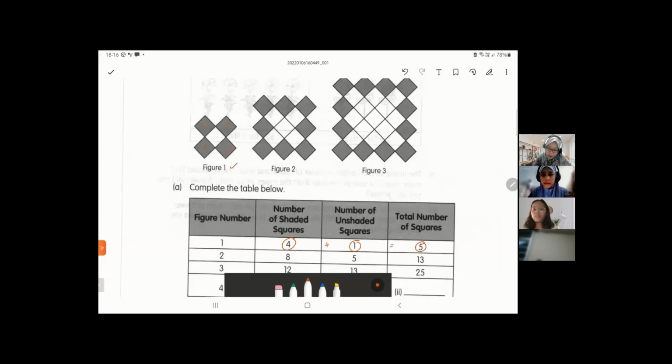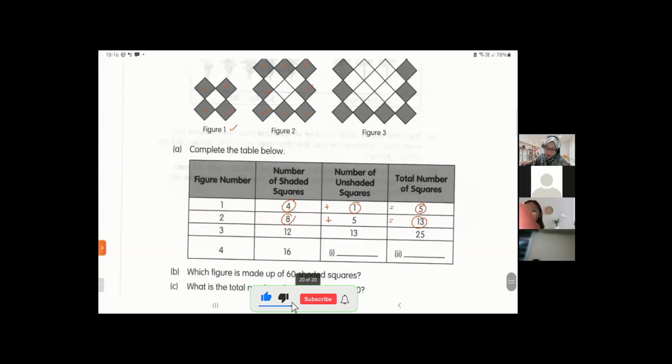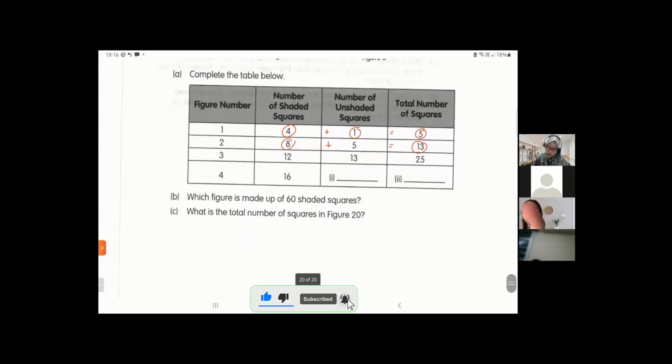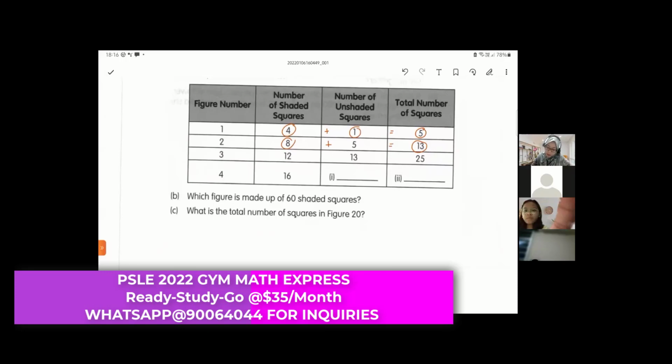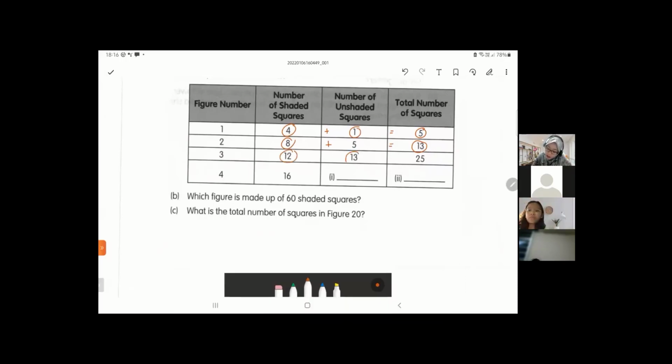Now figure number 2. Number of shaded squares, 1, 2, 3, 4, 5, 6, 7, 8. Unshaded squares will be 1, 2, 3, 4, 5 in between. So 8 plus 5 equals to 13. Get it? There's a pattern already, right? Now, figure number 3, I'm going to scroll up already, because I need the table. Okay, so there will be 12 shaded squares, and then unshaded was 13, and then just plus, you get 25.